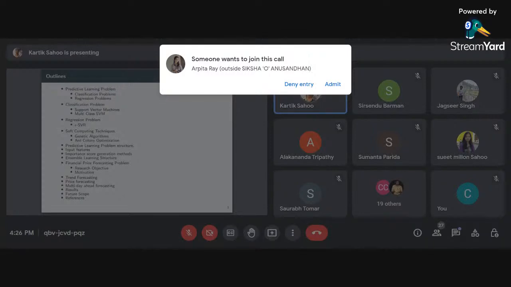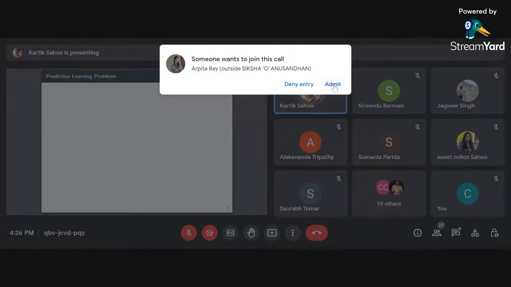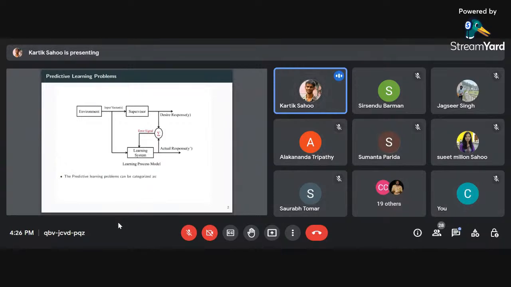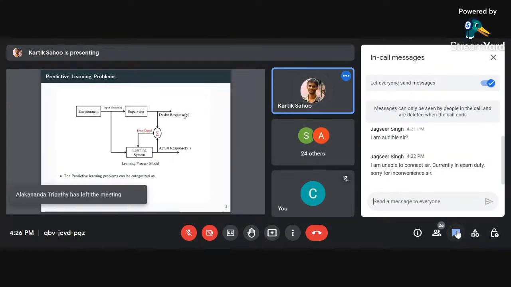So let's start. Basically, a predictive learning problem can be seen as one where we have an environment from which we get our input vector x and our desired response y that we want to predict using some learning system. The structure is an iterative process where the error signal helps the learning system to get a response that is nearer to our desired response y.